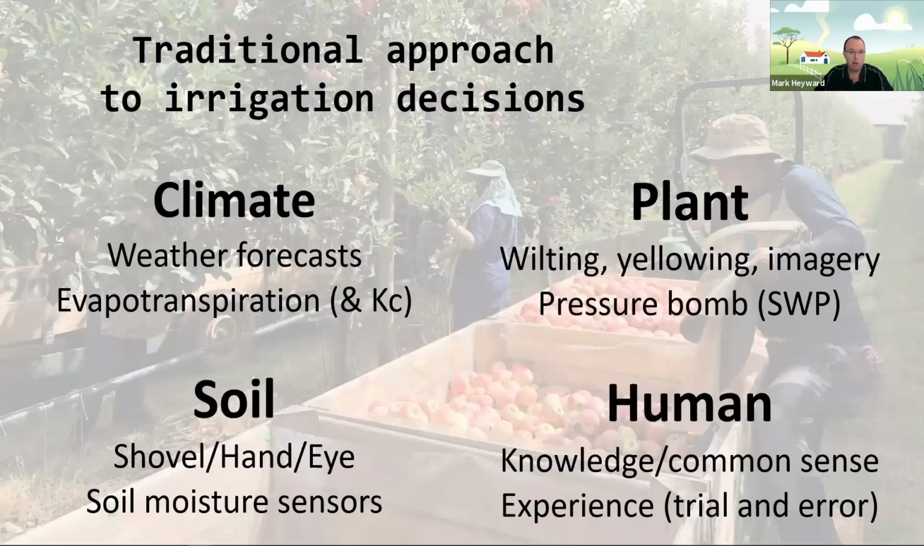The Phytech service, we've been delivering this for a number of years into the apple industry around the world, both in Australia and North America. When we talk to our growers and ask them about the typical approach they've had to making their irrigation decisions in the past, those approaches typically fall into four categories. The first is climate, ranging from basic weather forecasts and temperature through to more detailed climate analytics, looking at the evapotranspiration rate and maybe even a crop factor, or a KC. We're going to come back and explore that one a bit more.